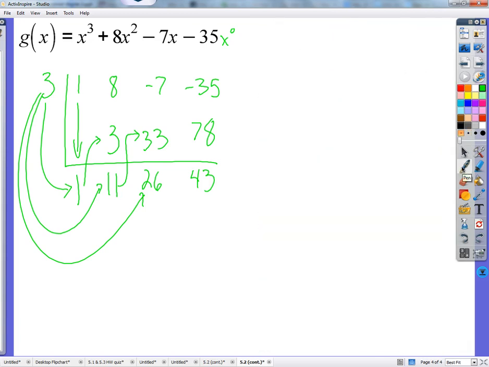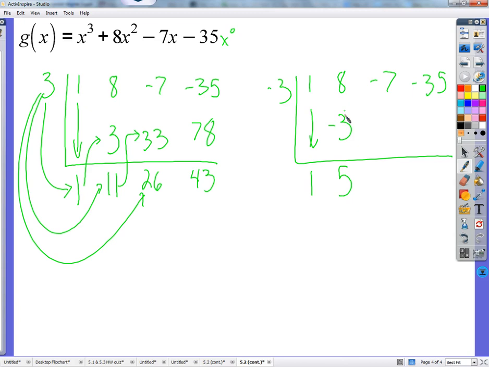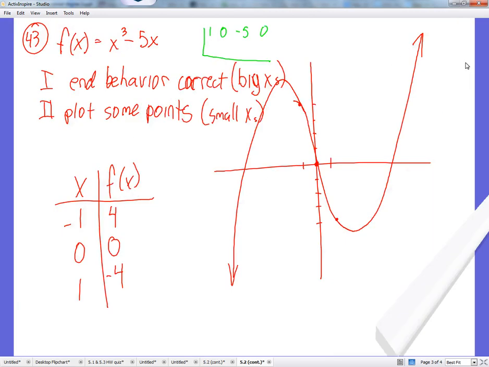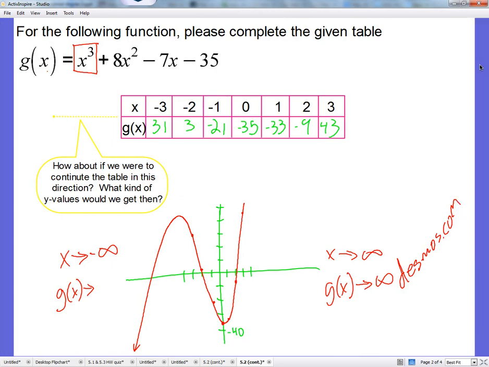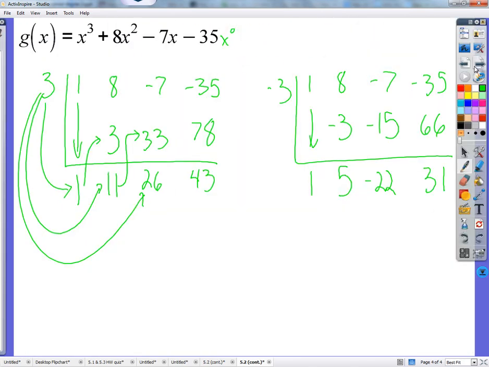A harder one, like when we put a negative in there, that's kind of difficult. But the setup is the same. 1, 8, negative 7, negative 35, negative 3. So still bring down the 1, and then we start negative 3 times 1. Negative 3. We got 5. And you put those together. Negative 3 times 5 is negative 15. Negative 7 minus 15. Negative 22. And negative 3 times negative 22 is 66, and we get 31. Negative 3, 31. Just a couple of examples to prove to you that it works.